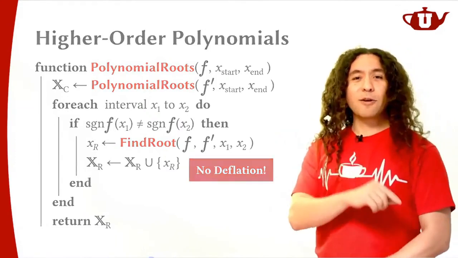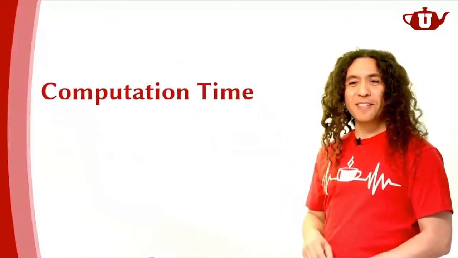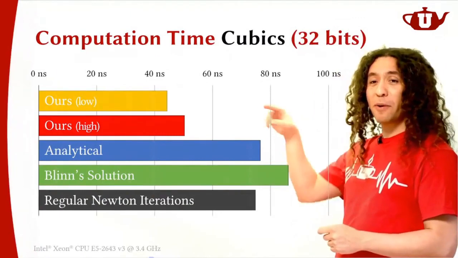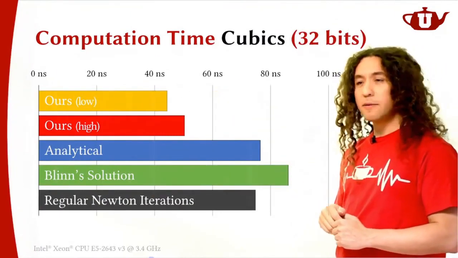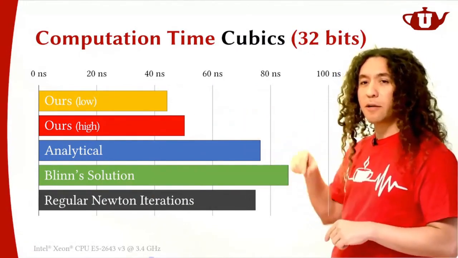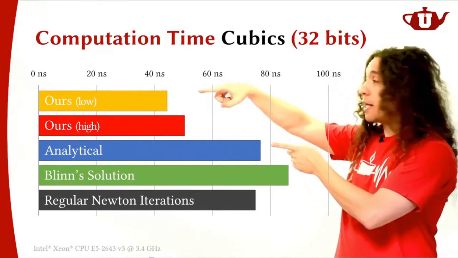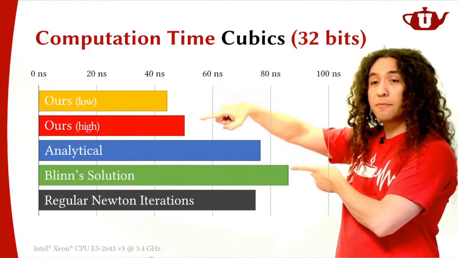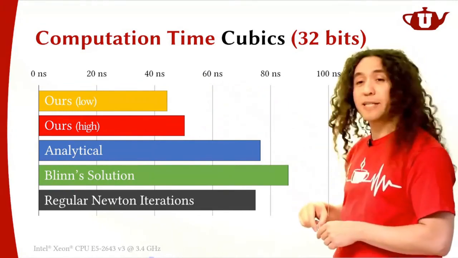All right, let's look at computation times. I told you high performance. Let's see if it actually is. So here's the cubics. I'm comparing 2 versions of our solver here: one with lower accuracy using a larger error threshold, and one with higher accuracy. This yellow one is matching the accuracy of the analytical solution, and this red one is matching the accuracy of Blinn's version, right? So you should compare them in terms of performance that way.